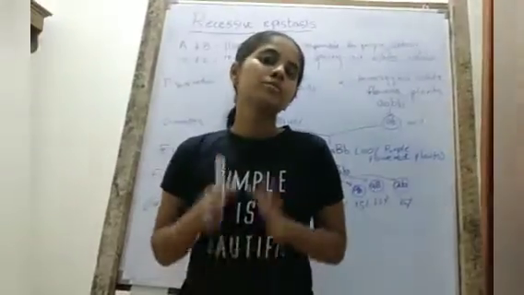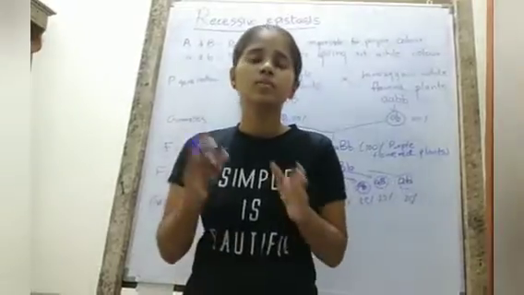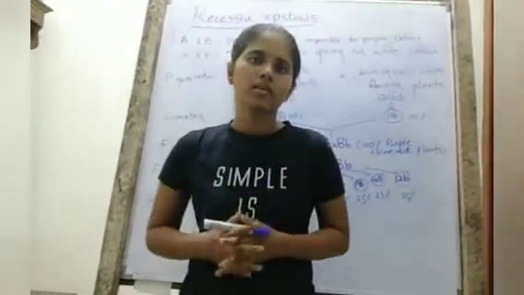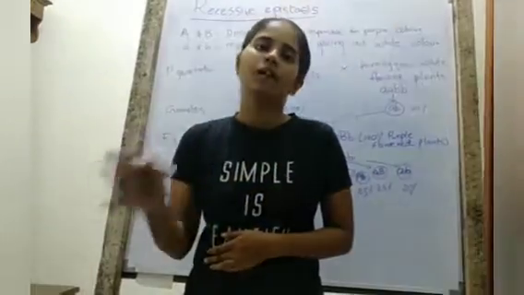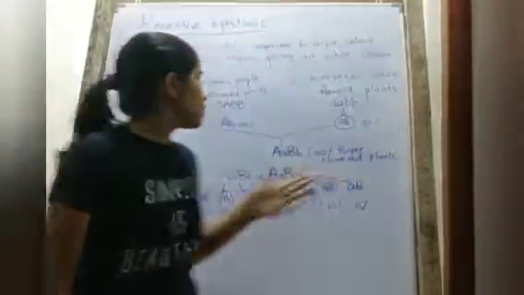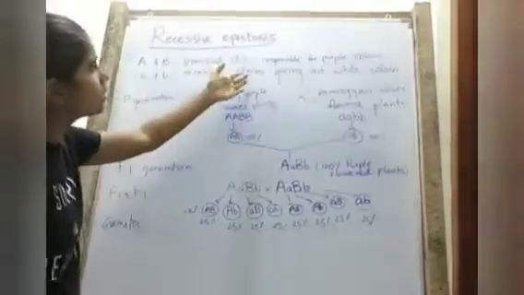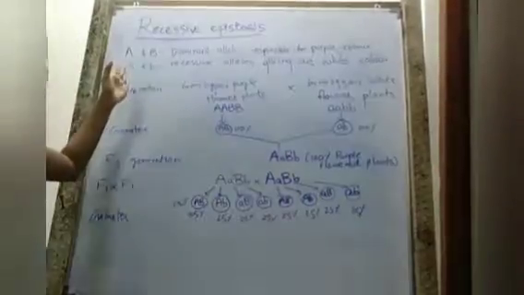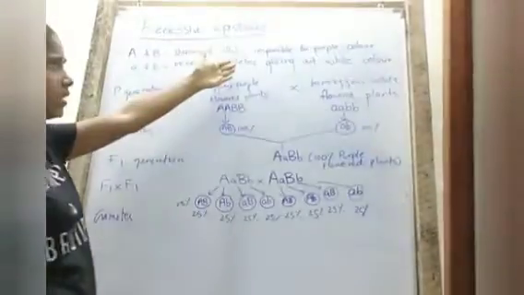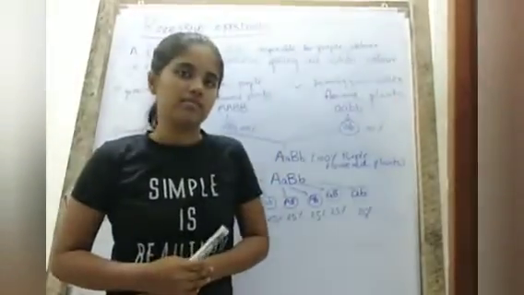So an example for recessive epistasis can be found in the flower color of sweet pea plants or the lathyrus plant. So we can find 2 flower colors there, purple and white. So let's get to the cross. So here capital A and capital B are dominant alleles which are responsible for giving out the purple color. Simple A and simple B are recessive alleles which are responsible for giving out the white color.